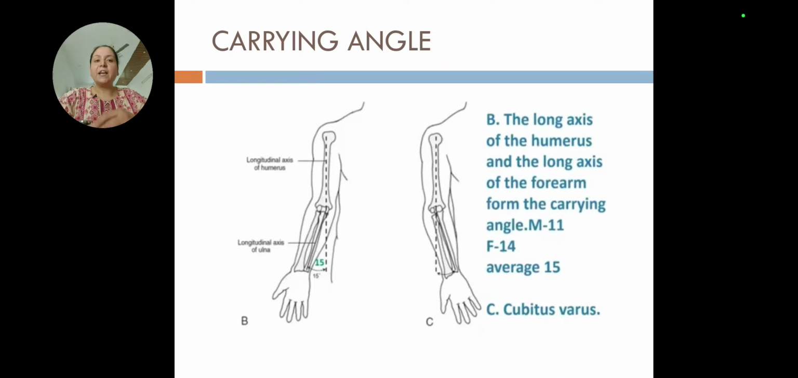You can see in this diagram also the longitudinal axis of the humerus and the longitudinal axis of the radius and ulna form a medial angle, which is called the cubitus, or the carrying angle.